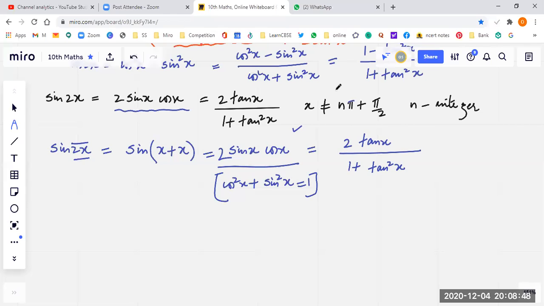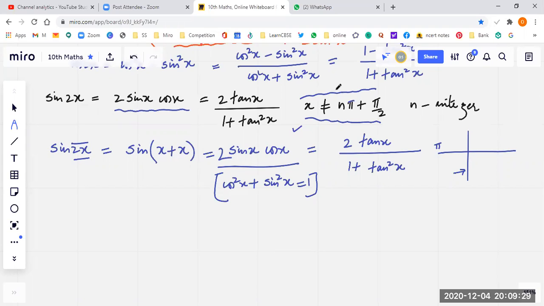X should not be equal to n pi plus pi by 2. Say n is 1, then pi plus pi by 2. This is pi, and this is pi plus pi by 2, this angle. At this angle, you know, cos 3 pi by 2 is 0. Cos pi by 2 is also 0. So if we write tan square pi by 2, it will become undefined. That's why we do not define this identity for x equal to n pi plus pi by 2, where n is an integer. Okay, we've done this.